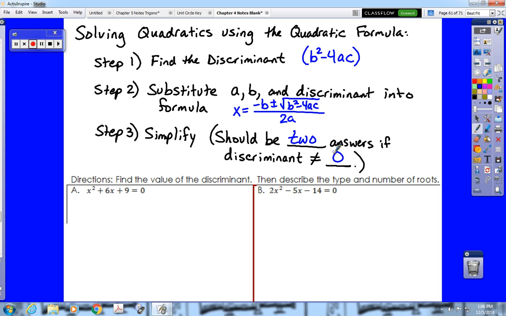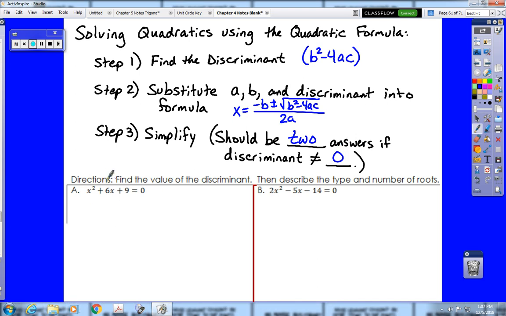So the first problem type you're going to have to deal with is you're going to have to be able to find the value of the discriminant and use it to describe the type and number of roots, solutions, zeros, x-intercepts. So what we do is we make sure the equation is equal to 0, and all of our examples of this in these set of notes are equal to 0 to start with, so we don't have to worry about that. Then we're going to identify the a value, the b value, and the c value. Now for our first equation, a is equal to 1 because there's no number in front of x squared, b is equal to 6 because there's a 6 in front of x, and c is equal to 9 because 9 is the number that doesn't have a variable attached to it.